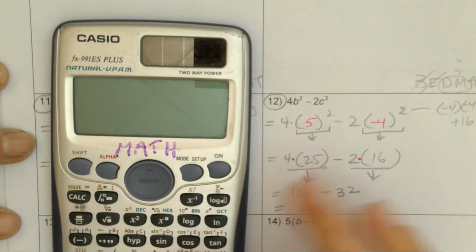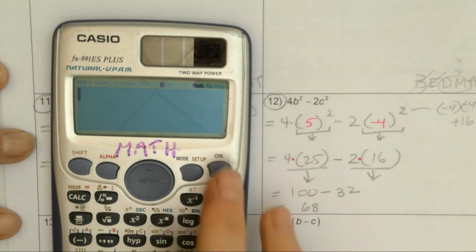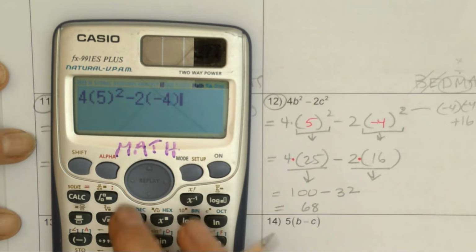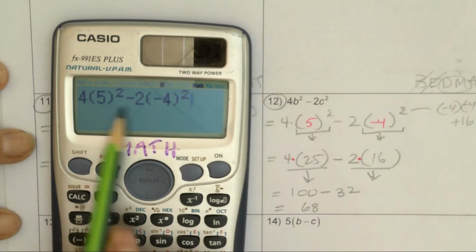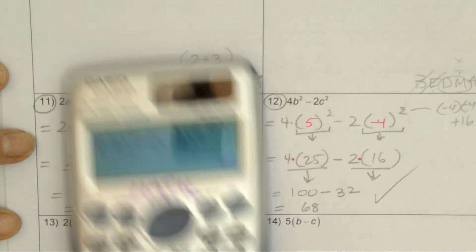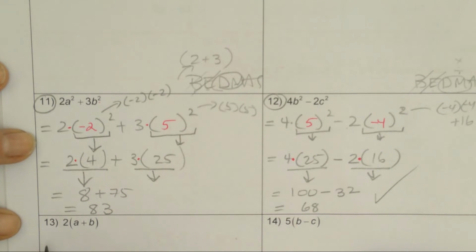So let's put that in our calculator to see if we're correct. You put the first line in, exactly what you see you put in. So is it the same? I'm checking. Yeah, it's the same. Yay, got it correct. Okay. Let's look at the next one.